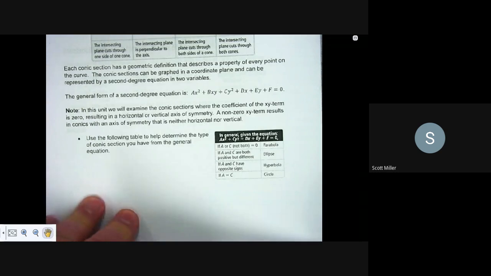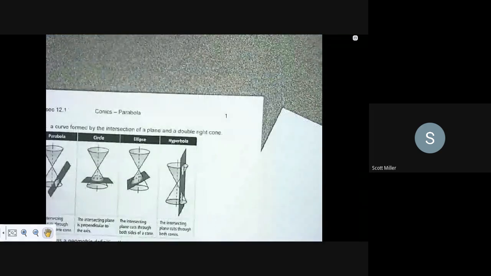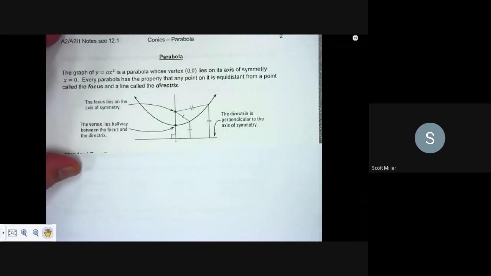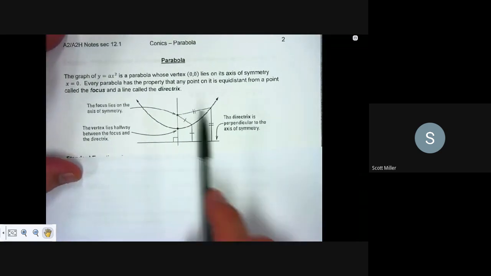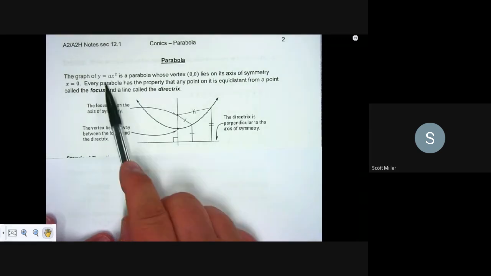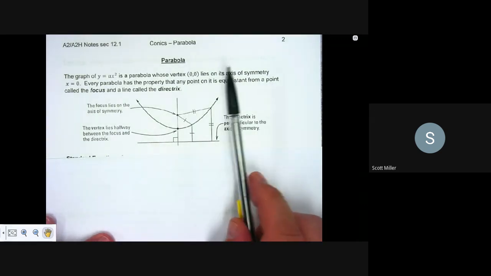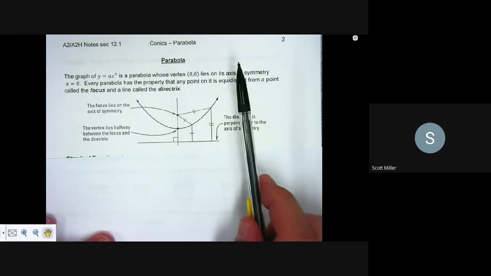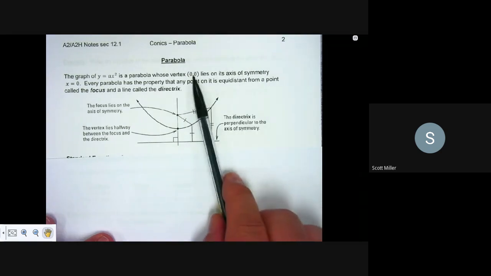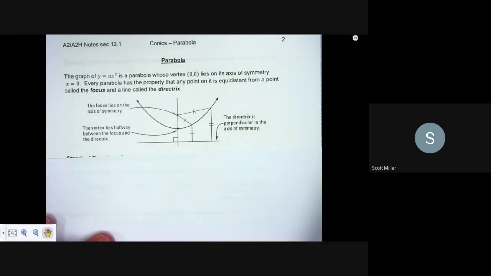Today we're going to look at the parabola. So that was your basic overview of conics. We're going to focus our attention on the parabola today. Here is the parabola and the parts that we want to look at. This is a very simple form of it. Here's the graph of y equals ax squared. It's a parabola whose vertex is at 0, 0, which lies on the axis of symmetry.